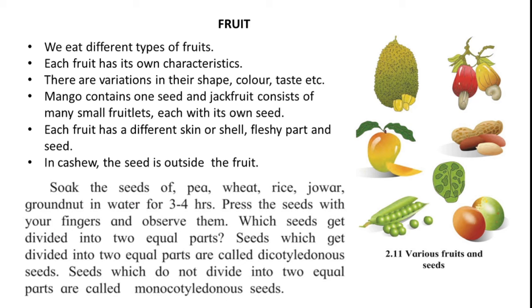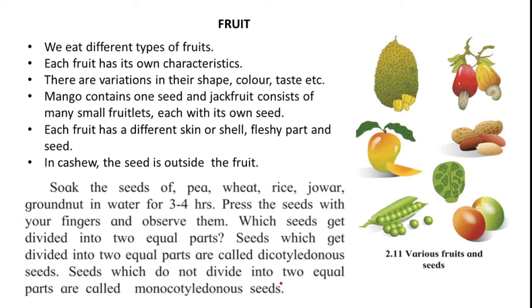Next is an experiment. Soak the seeds of pea, wheat, rice, jowar, and groundnut in water for 3 to 4 hours. Press the seeds with your finger and observe them. Which seed gets divided into 2 equal parts? Seeds which get divided into 2 equal parts are called dicotyledon seeds. Here, pea and groundnut are dicotyledon seeds.